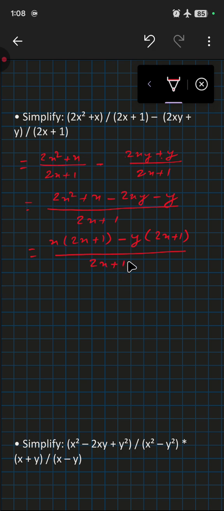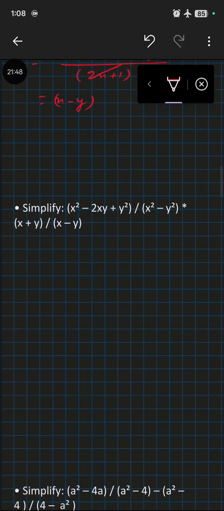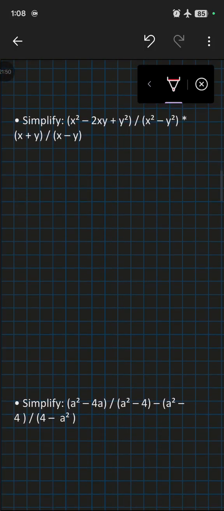In the denominator we have 2x plus 1. So 2x plus 1 and 2x plus 1 is common over here in the numerator. So what is left? X minus y. And down in the denominator we have already 2x plus 1, LCM. So it's reduced and the final answer for this question is x minus y. Let's move to the next question, that is simplify again.